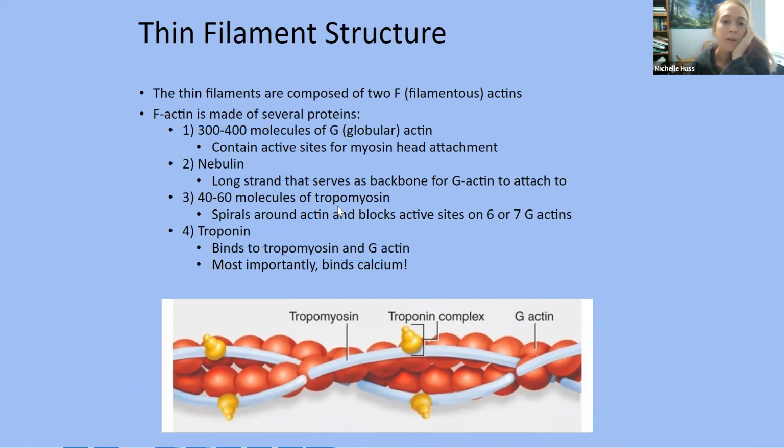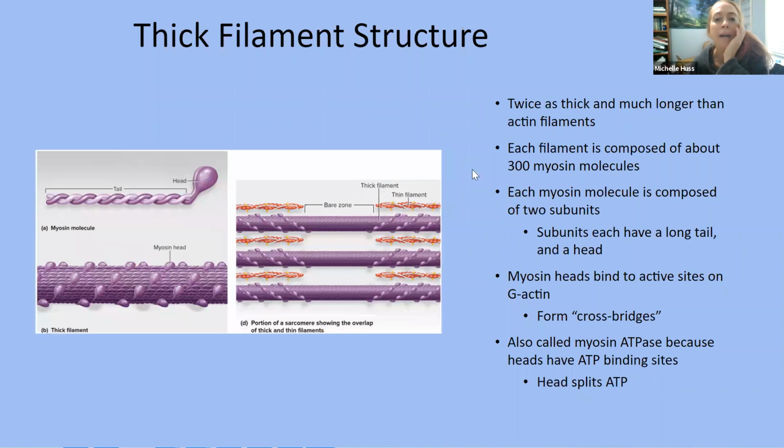Beautiful. Now let's talk about thick filaments. Thick filaments are mostly myosin. And what is myosin?